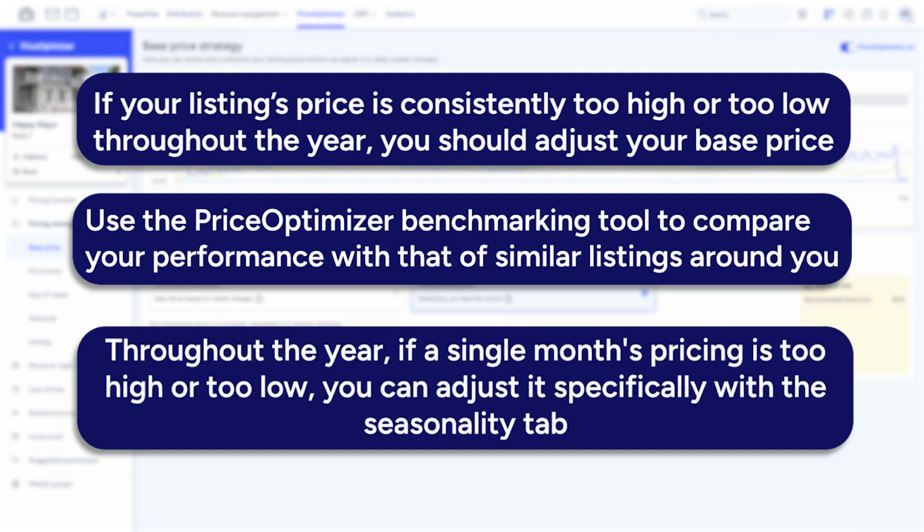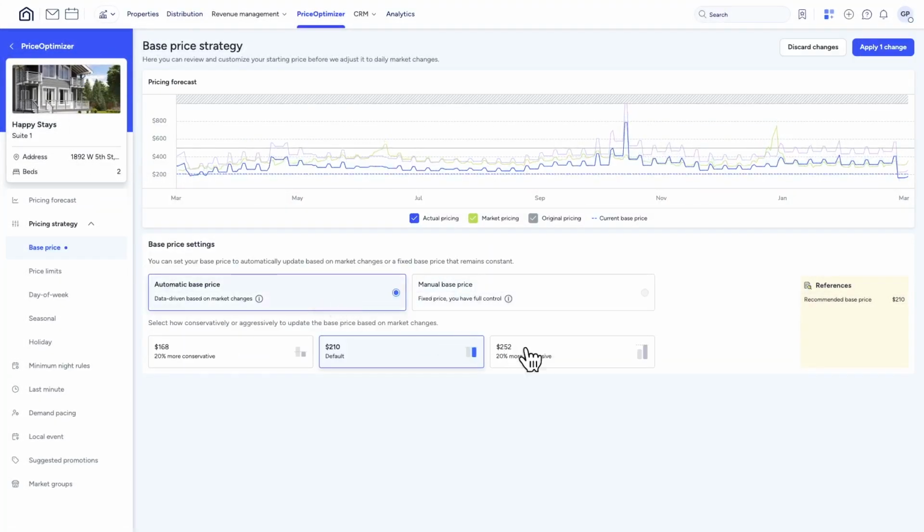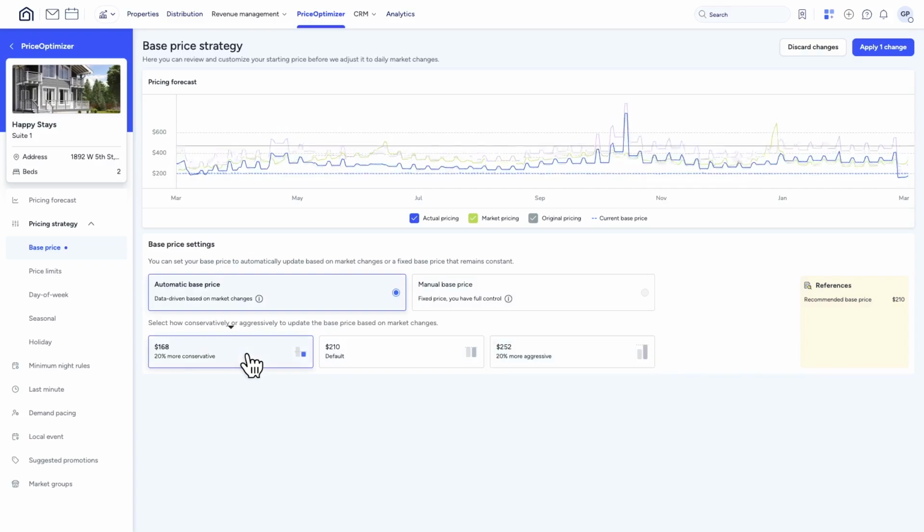Throughout the year, if a single month's pricing is too high or too low, you can adjust it specifically with the Seasonality tab. So take a look at the bigger picture, manage your rates with ease, and optimize your revenue with just a few clicks.